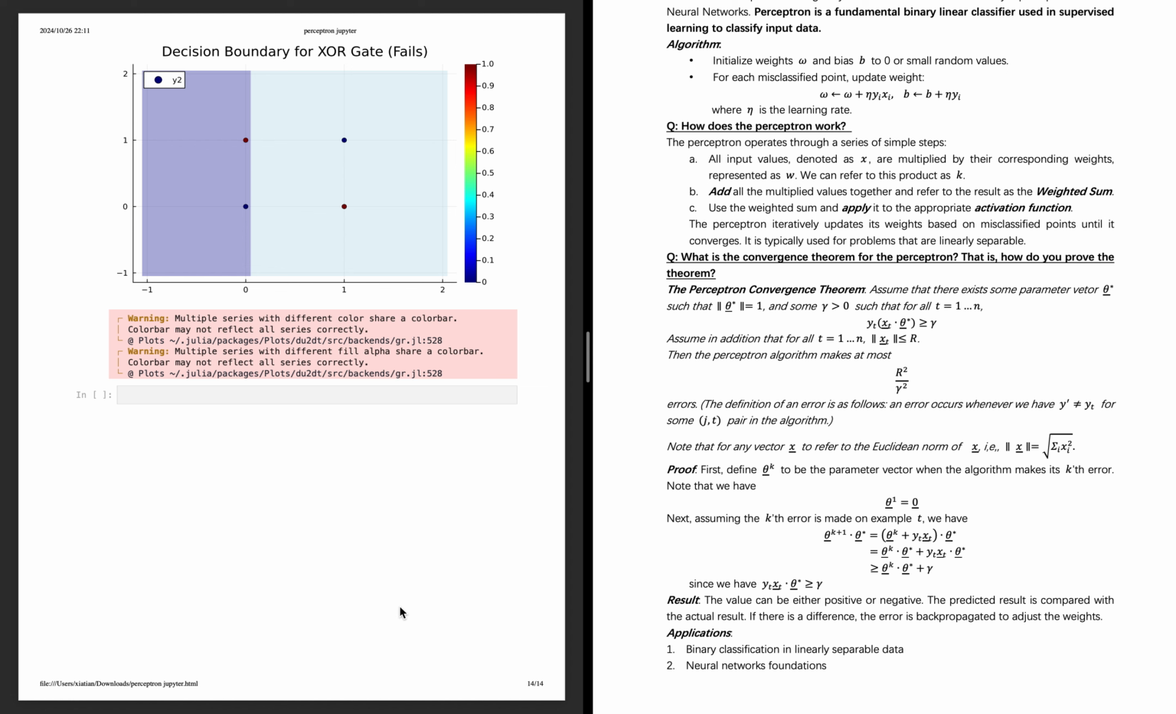To summarize, we've seen how the perceptron updates its weights during training and how it can effectively learn linear decision boundaries, as demonstrated with the OR and AND gate examples. However, the perceptron is limited to linearly separable problems, as evidenced by its failure to classify the XOR dataset correctly. This limitation led to the development of more advanced neural networks that can handle non-linear decision boundaries. I hope this demonstration has helped you understand how the perceptron works, how it learns, and where its limitations lie.